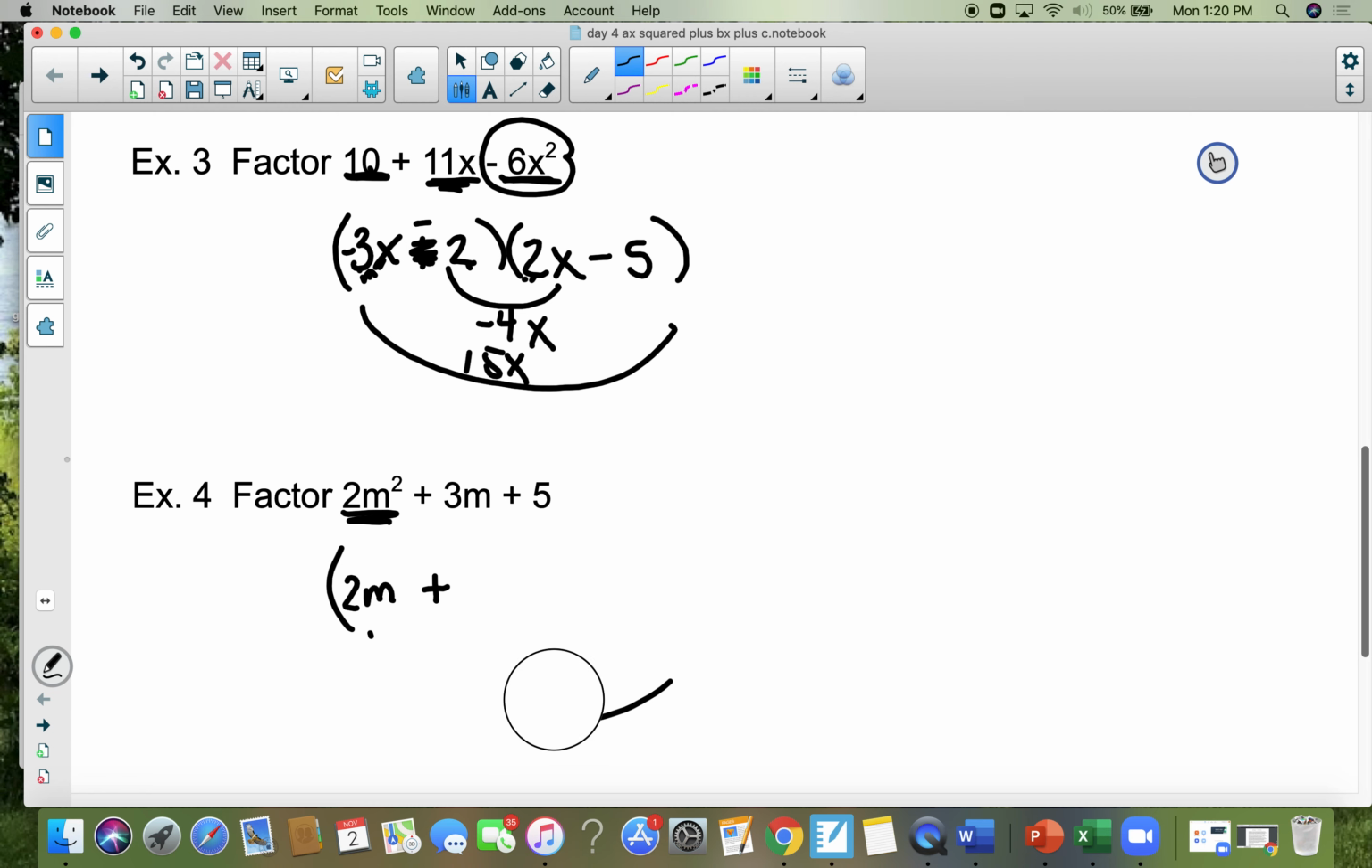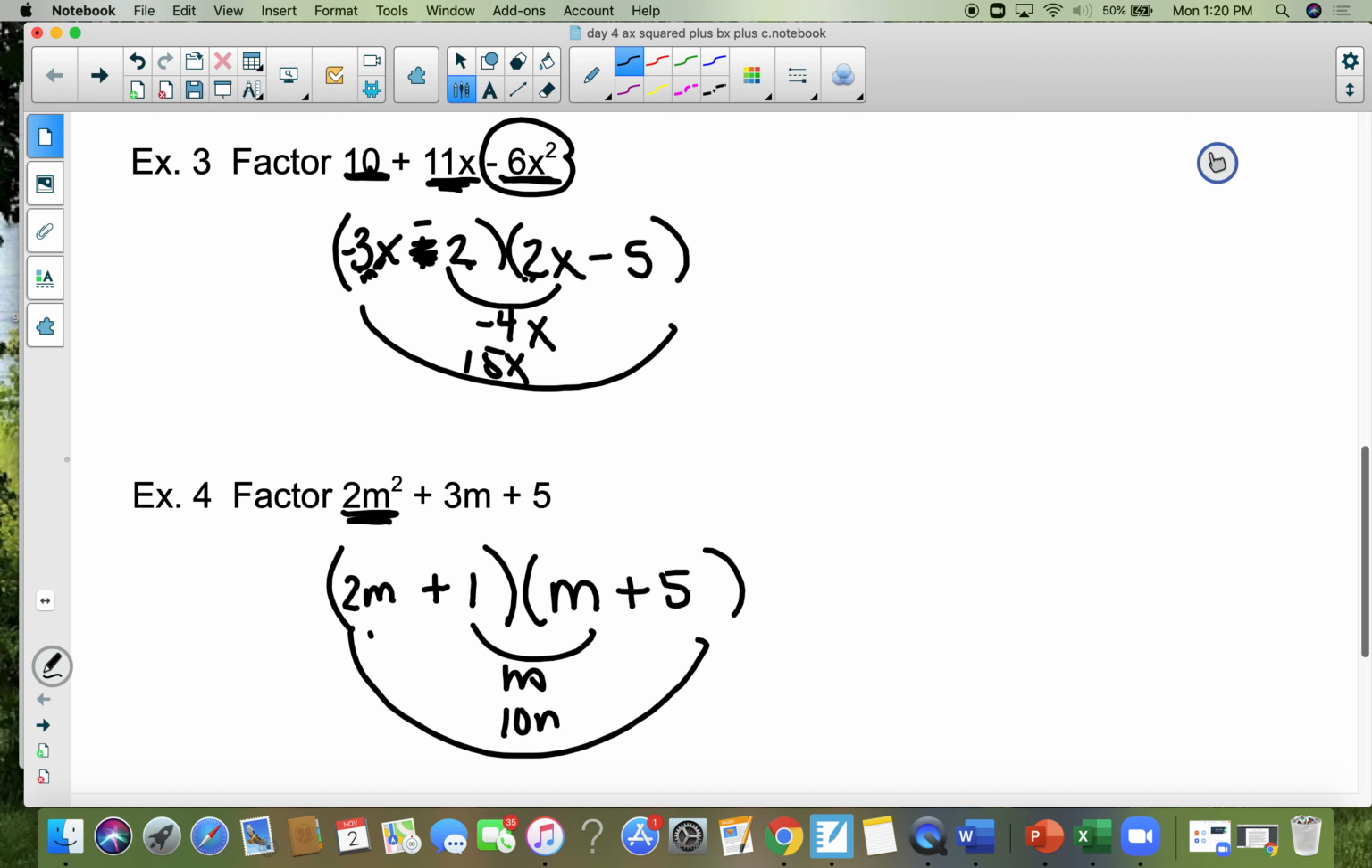So I'm going to mix it up, and I'm going to put it the other way. I'm going to do 2m plus 1 and m plus 5. This gives me 1m for my oi and 10m, which adds up to 11m. I did all the combinations. There's nothing that works. If nothing works, then it is prime.